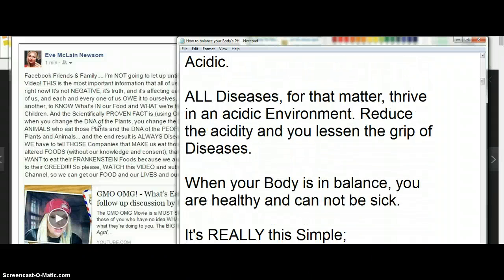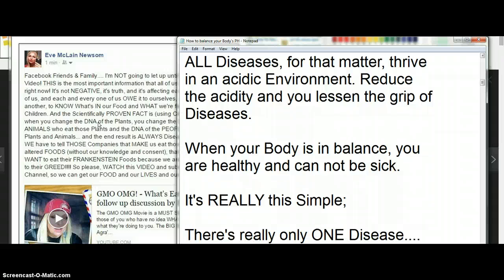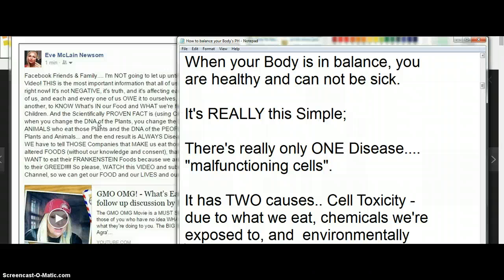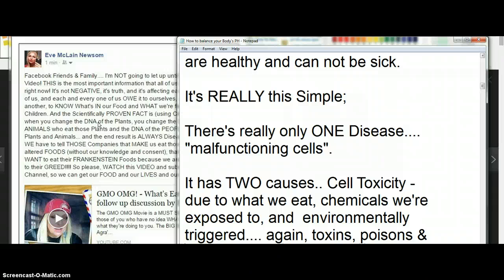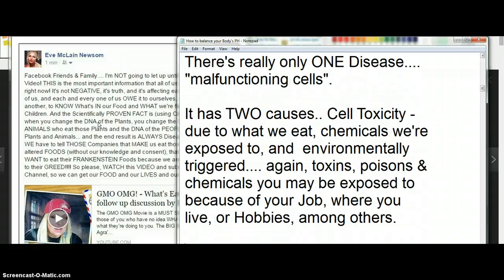Every person who has cancer is acidic. All diseases, for that matter, thrive in an acidic environment. Reduce the acidity and you lessen the grip of diseases. When your body is in balance, you are healthy and cannot be sick. It's really this simple. There's only one disease, malfunctioning cells.